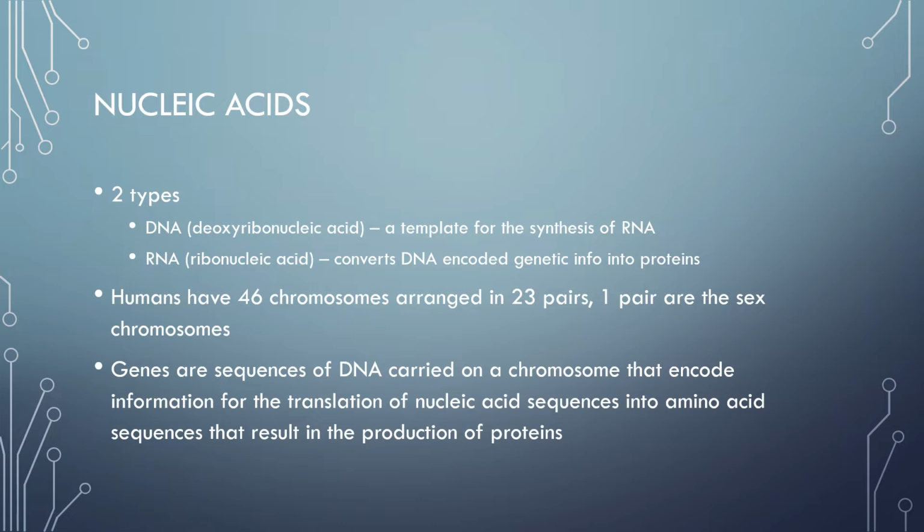Okay, humans have 46 chromosomes arranged in 23 pairs. One pair are the sex chromosomes. Okay, the genes are sequences of DNA carried on a chromosome that encode information for the translation of nucleic acid sequences into amino acid sequences that result in the production of proteins.